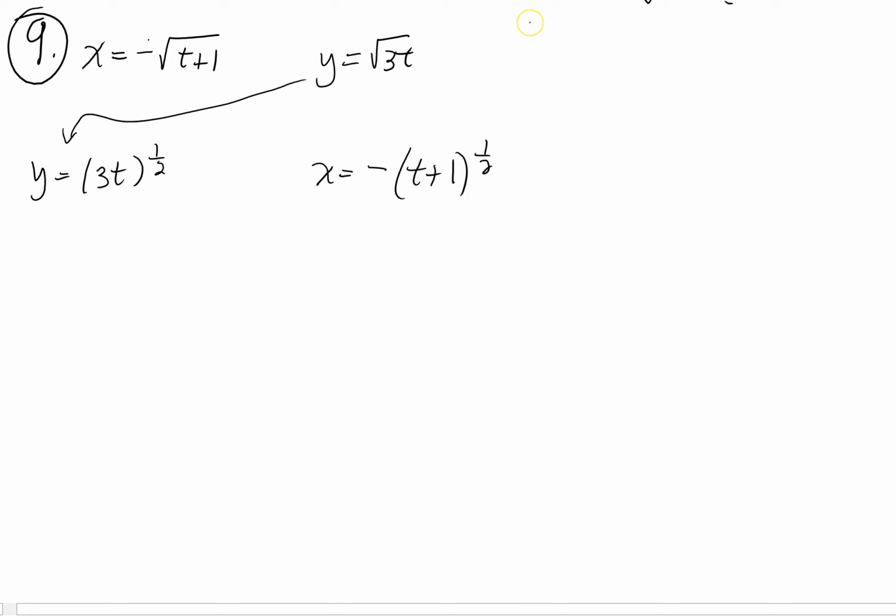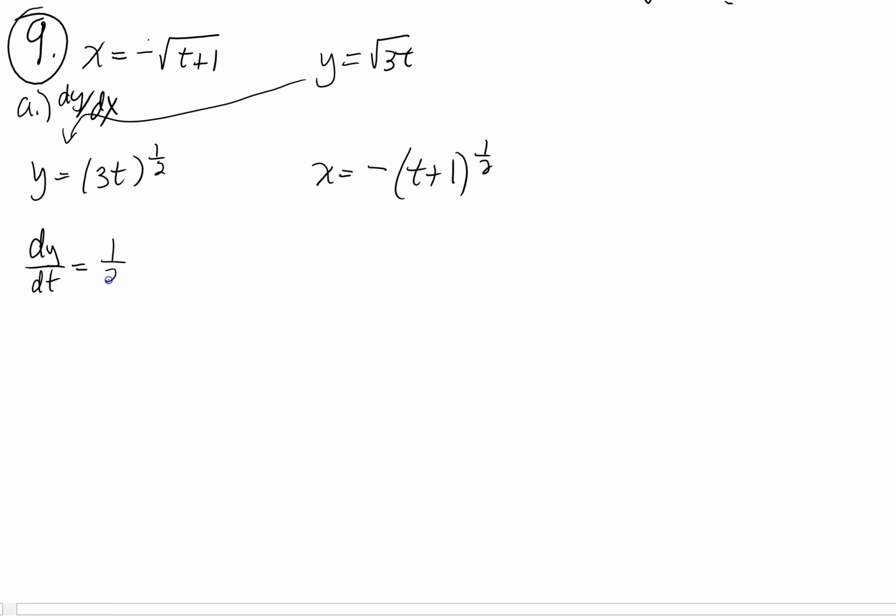There are two parts to this problem. Part A, they want you to find dy/dx, which is going to allow you to find the tangent line slope for a curve, which is kind of nice. To do that, you have to take your derivative with respect to t.